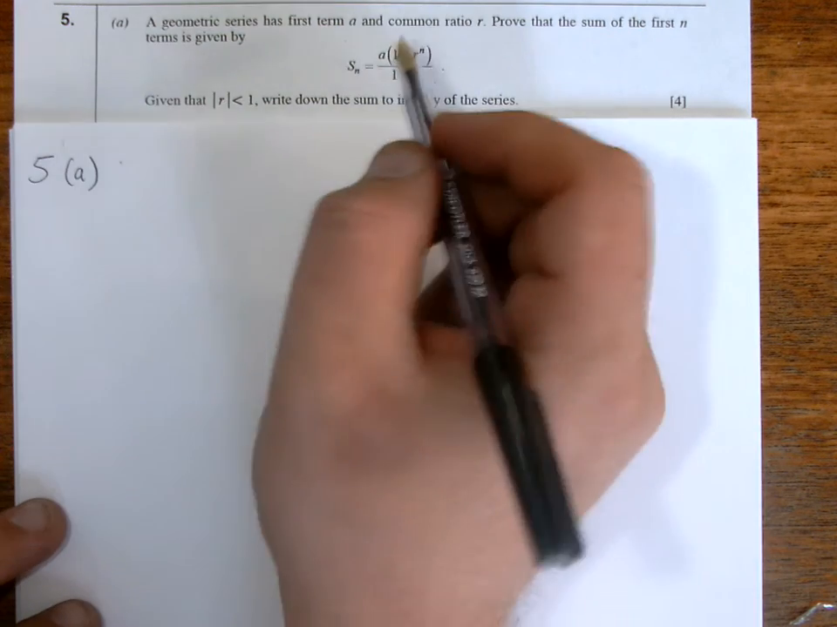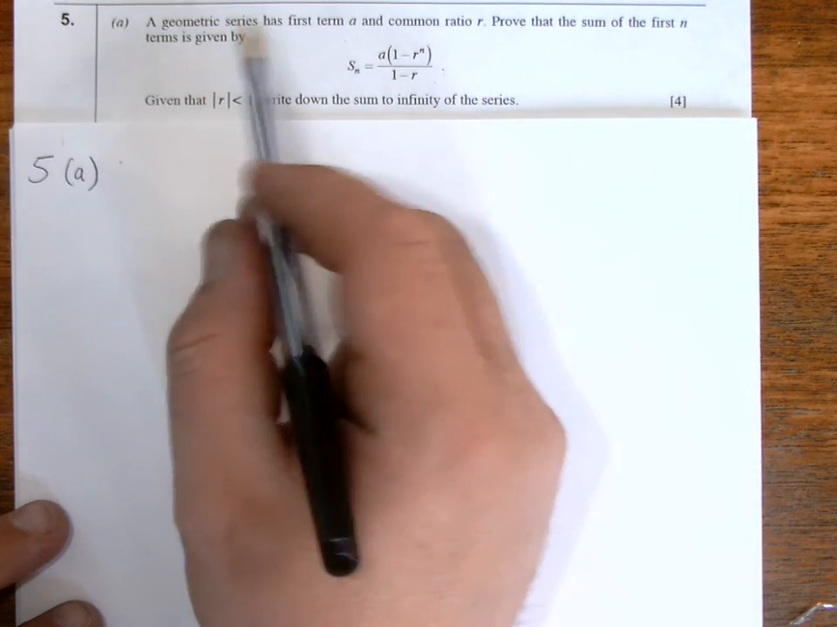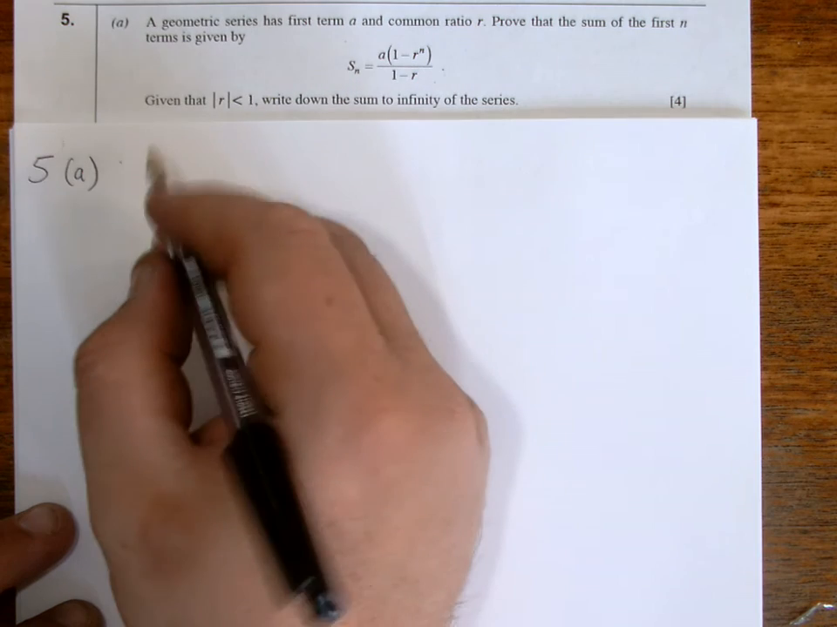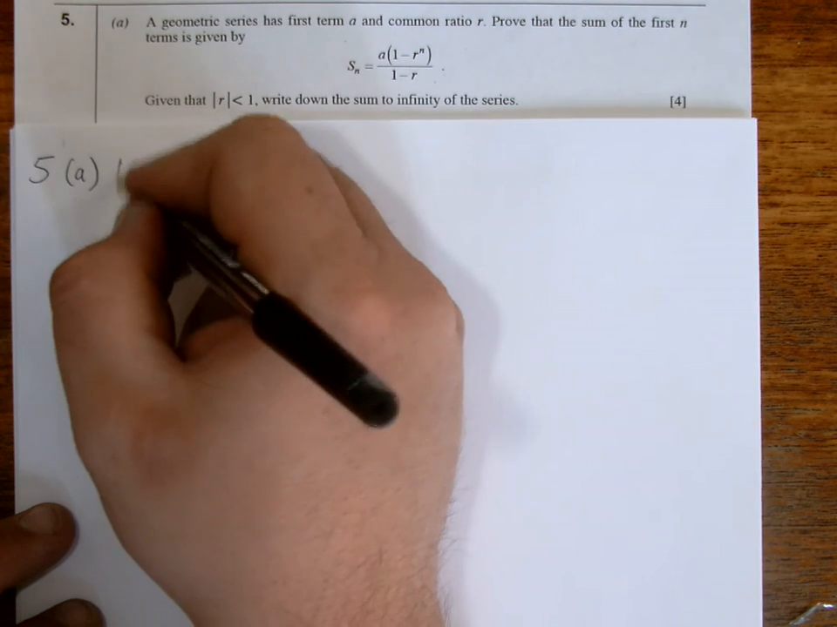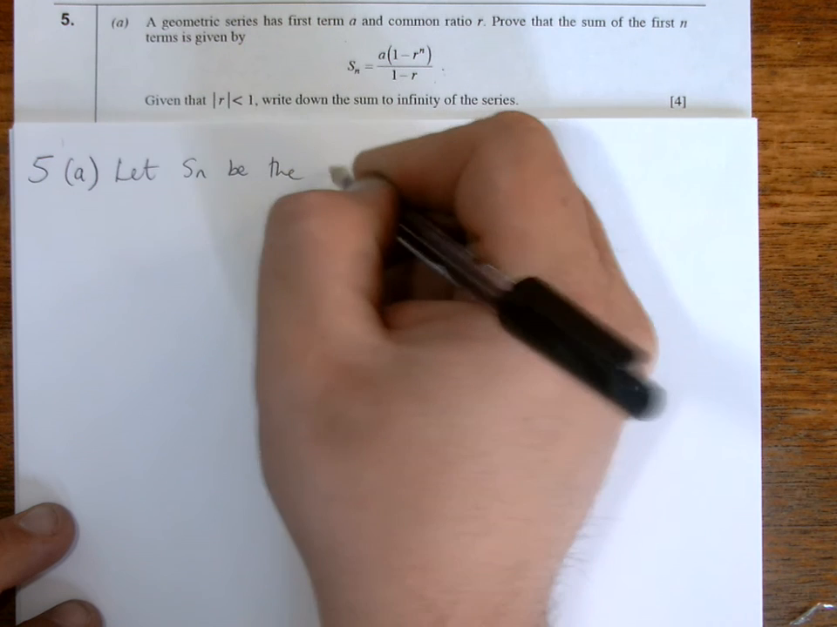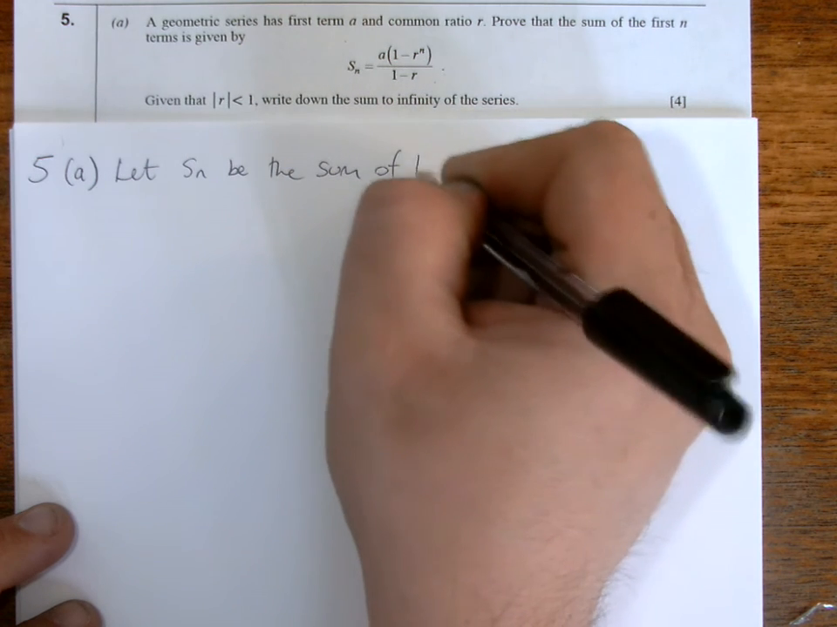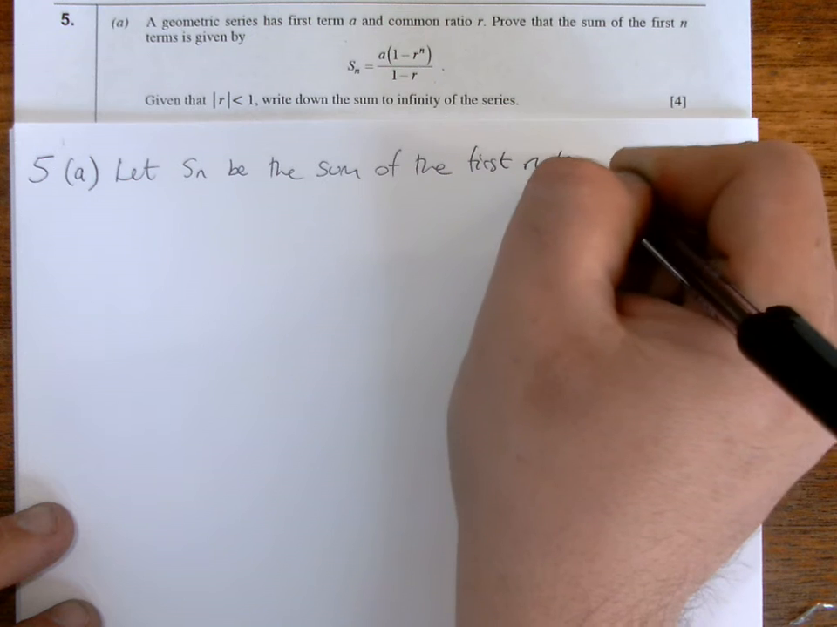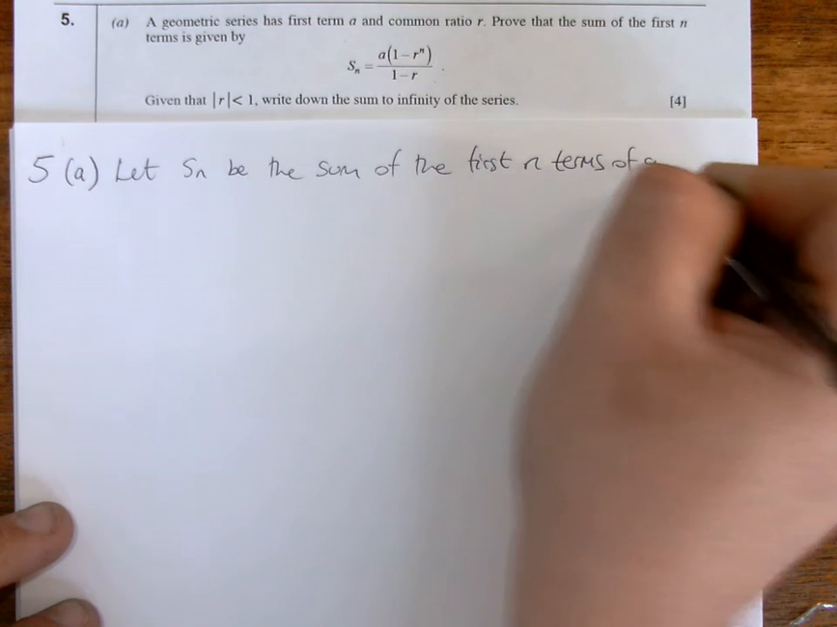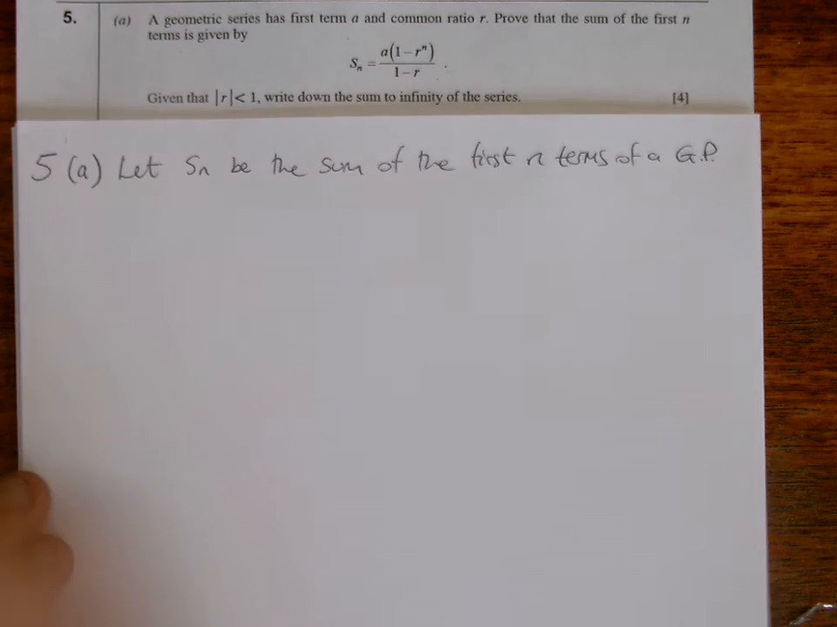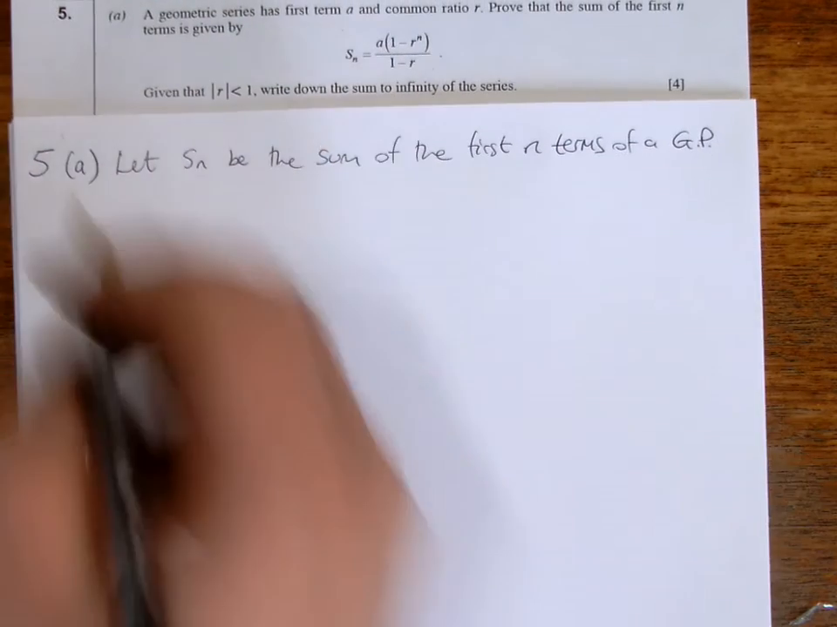Okay, so we're asked to prove the sum formula for a GP. So this is the formula, of course, so we've got to be ready to be able to prove it. So first of all, let Sn be the sum of the first n terms of a GP, geometric progression. Well, what will that look like?